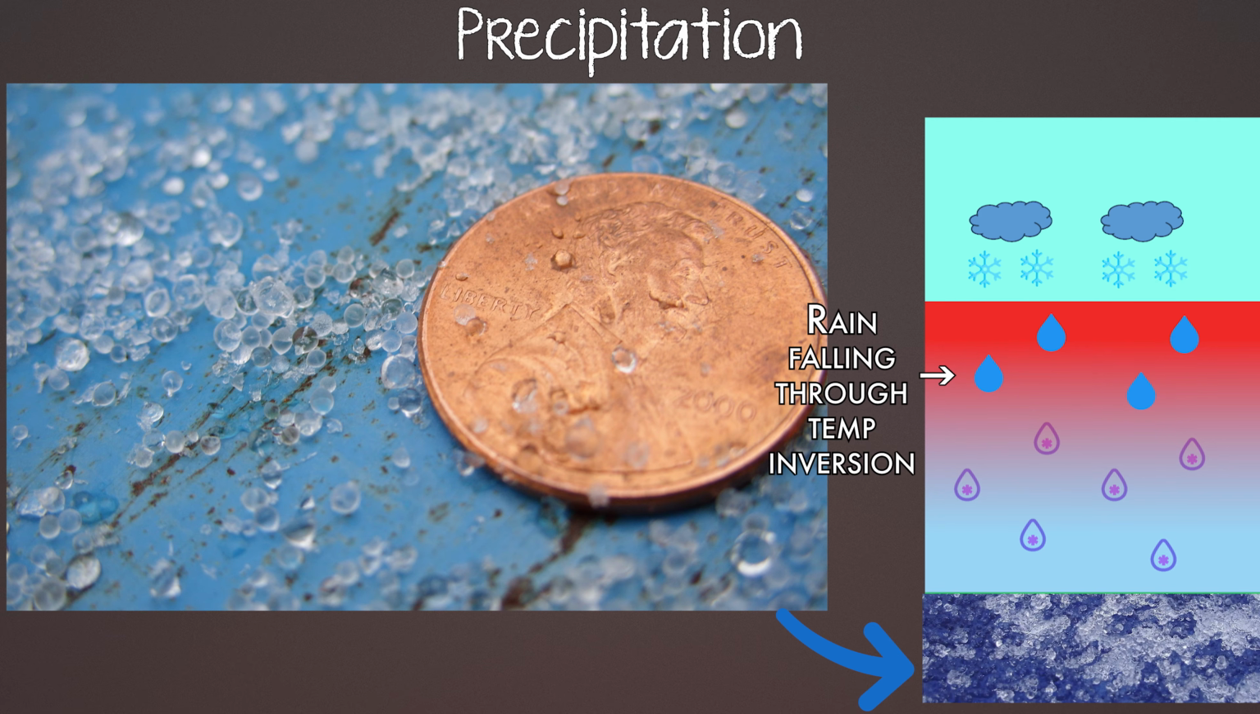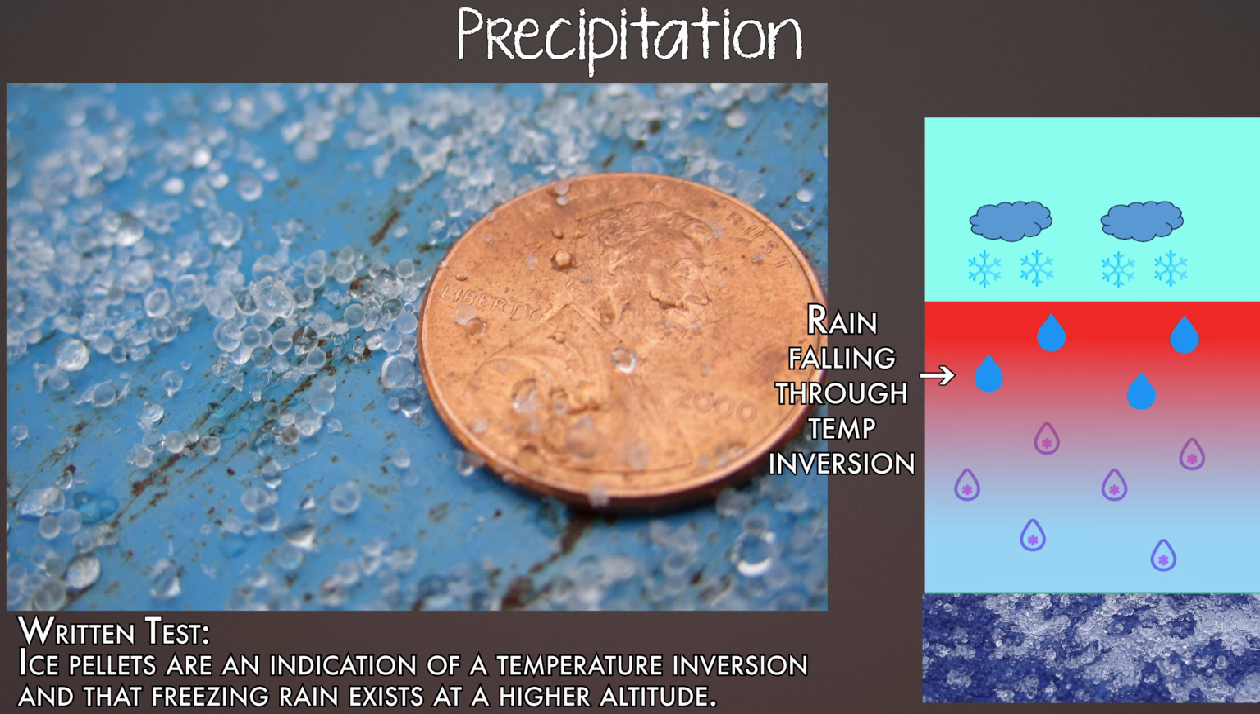So in my little diagram we have ice crystals that fall into warm air, they melt, they become water, and then they go into colder air closer to the surface, and they freeze and fall as ice pellets. Ice pellets are therefore an indication of a temperature inversion, and that freezing rain exists at a higher altitude. And this may or may not be a question from the written test.